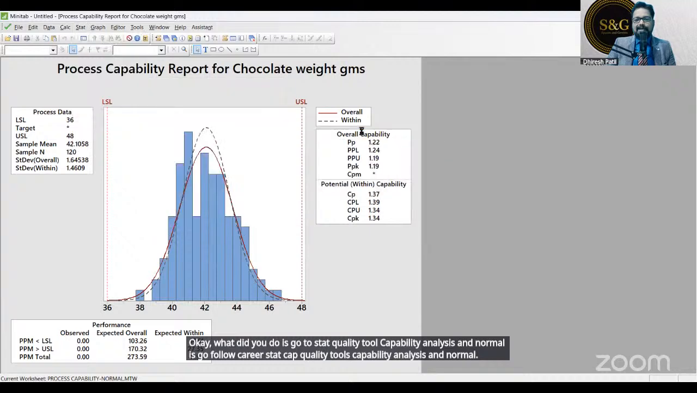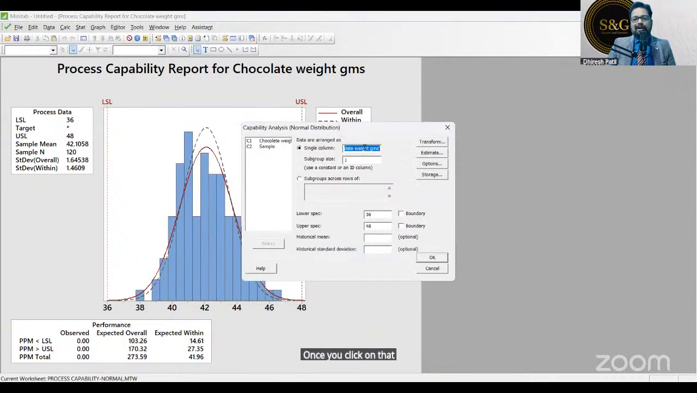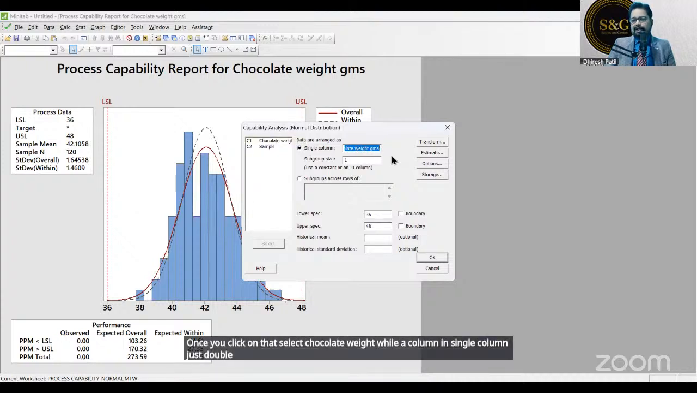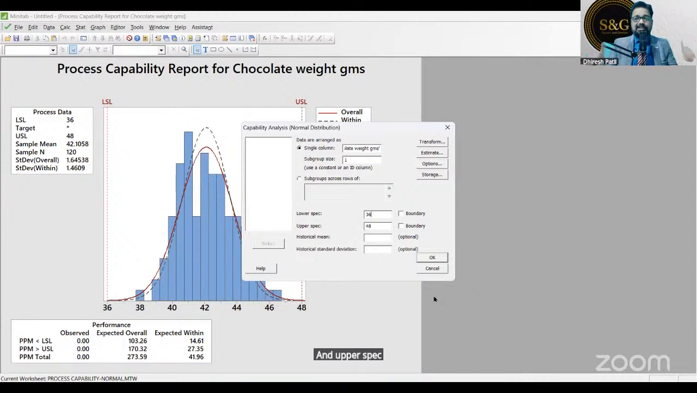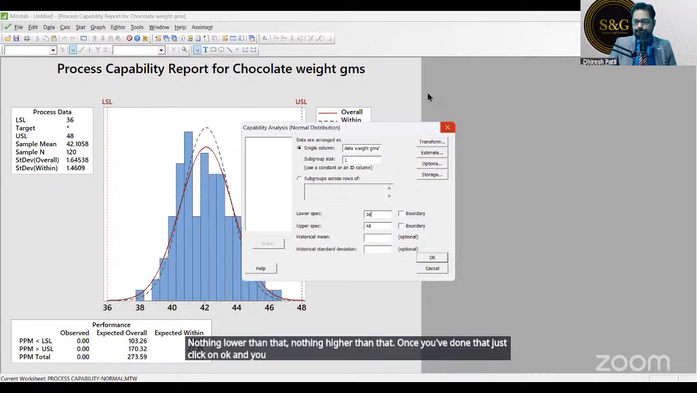Once you click on that, select the chocolate weight column in single column. Just double click on that, it will get selected. In subgroup size, select 1. In lower spec, put 36. That's the lower specification limit. And upper spec is 48. So the customer will accept chocolate between 36 and 48. Nothing lower than that, nothing higher than that. Once you've done that, just click on OK and you will get this graph.